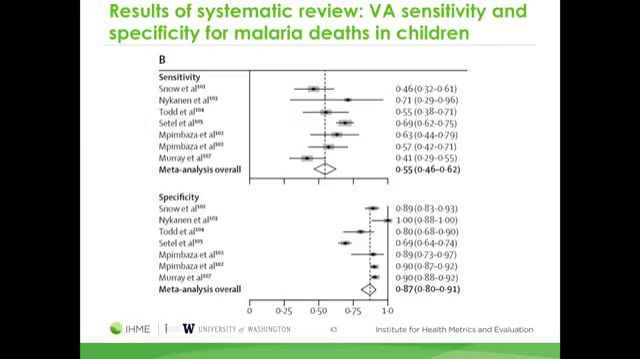So one of our research fellows at the Institute spent the better part of a year doing a systematic review of, or trying to find all the validation studies that have been done on VA, and then trying to meta-analyze those. So for children, the verbal autopsy sensitivity and specificity of the studies shown here was low sensitivity, 55%, and for cause of death, very low specificity, 87%.